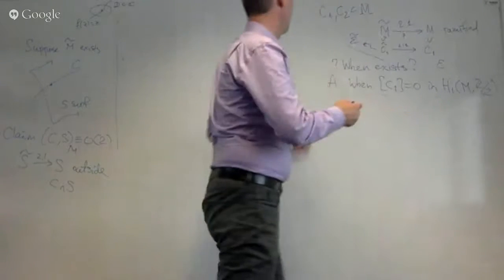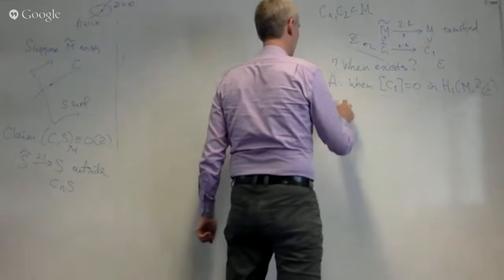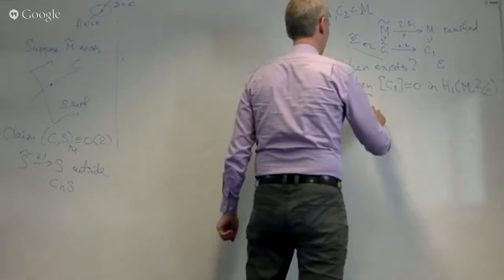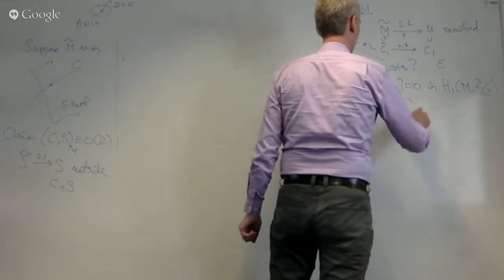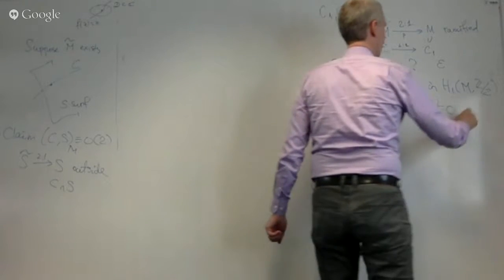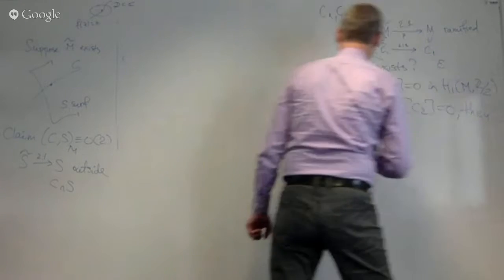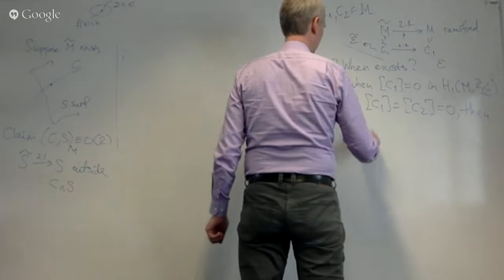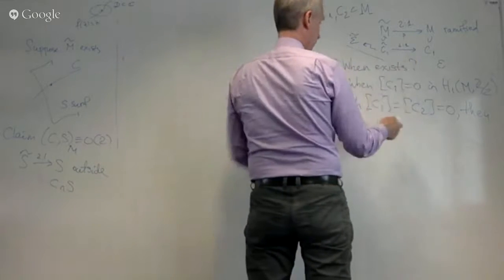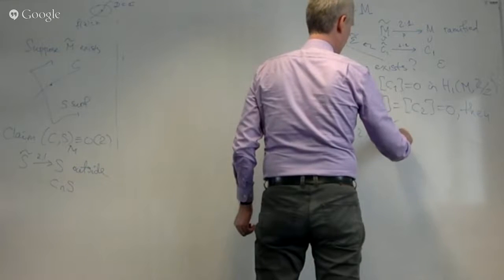And if both C1 and C2 equal 2, then we have that C1, C2 equals, so in this case it's minus, but modulo 2 it is the same, sure, minus C2, C1.